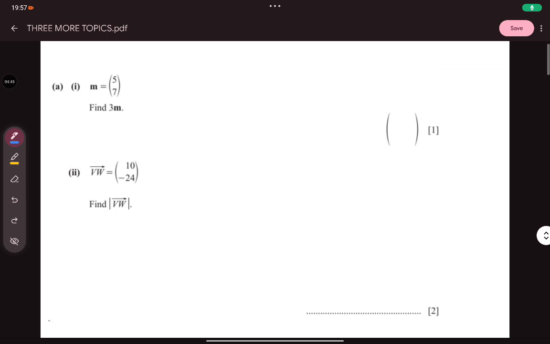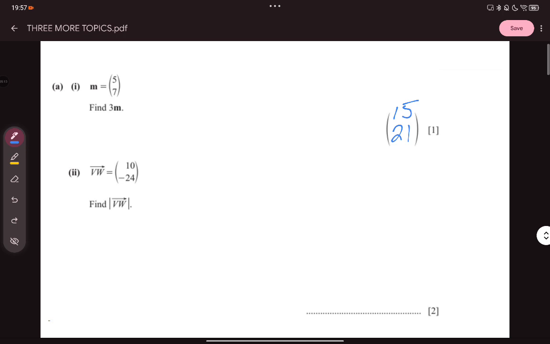So why not pause the video and have a go at this? It's another exam question worth 3 marks this time. While you're pausing the video, I'll have a go at it myself. So we've got vector M, 5, 7, 3M. Well, that just means I multiply everything in M by 3. So 3 times 5, 15. 3 times 7, 21. So 15, 21.